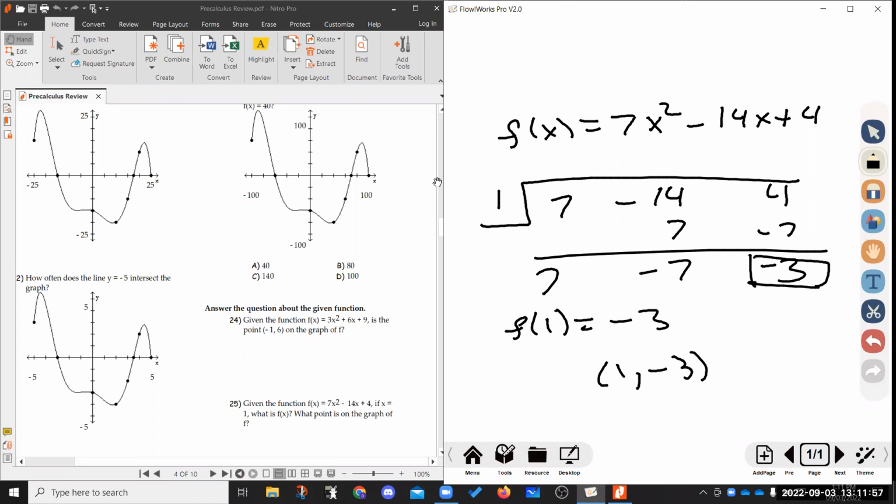So you'll catch that. They gave me the rule. They gave me an x value to evaluate it at. I can stick it in if I want to, that's 7 minus 14 plus 4. 7 minus 14 is -7. -7 plus 4 is -3. I get the same answer.